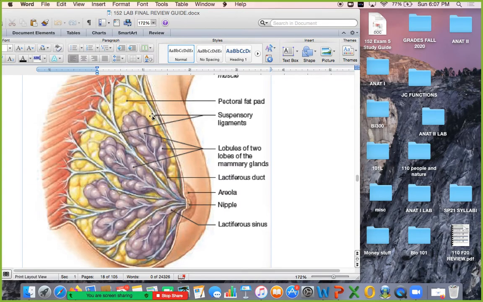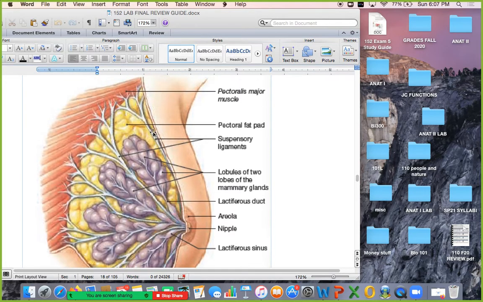All right, we also are going to have a ton of fat pads here. And these are going to increase during pregnancy, as well as the actual size of the lobules, which are going to be filling with milk.